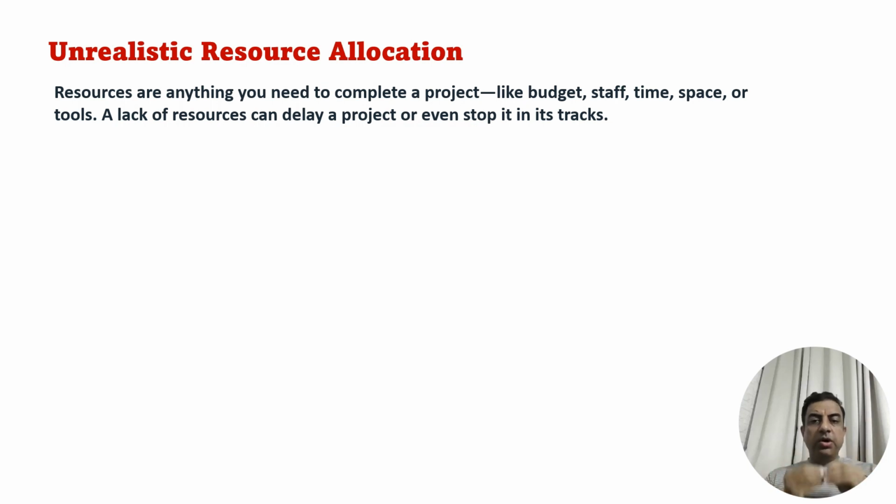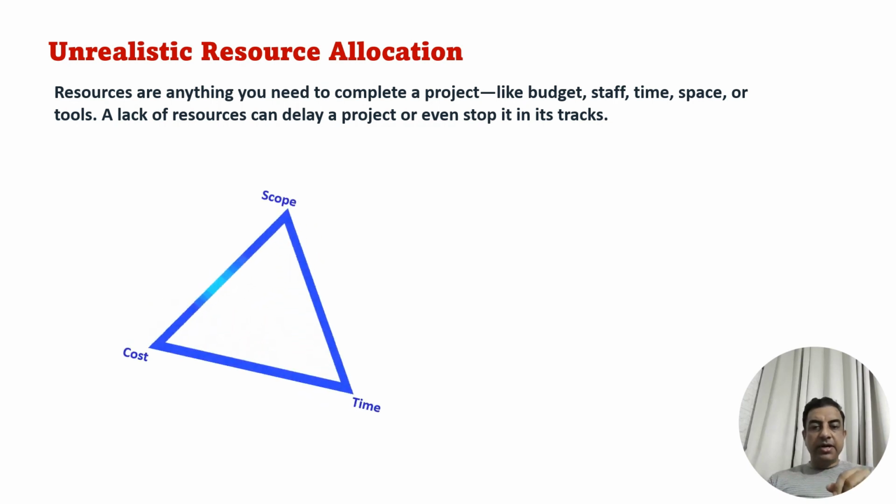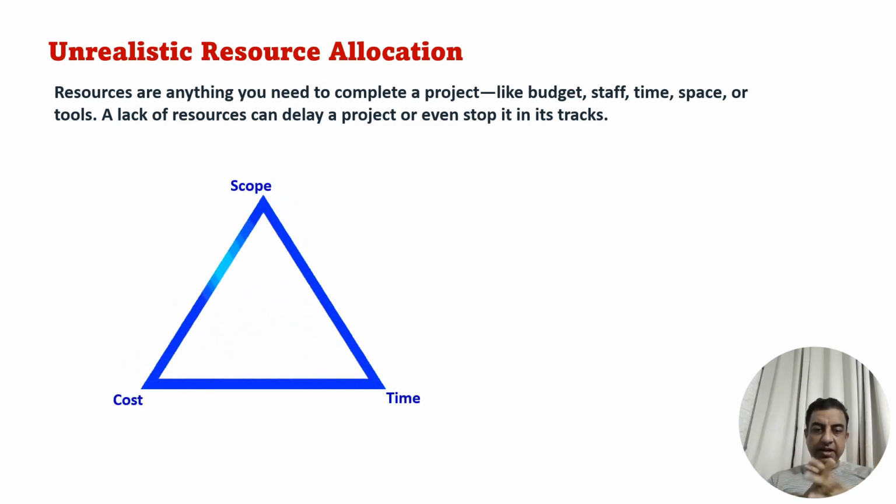Resources are what you need to complete a project, like budget, staff, time, space, or tools. Lack of resources can delay a project or even stop the project in its tracks. So the important thing is to remember this triangle which says the scope, time, and cost.